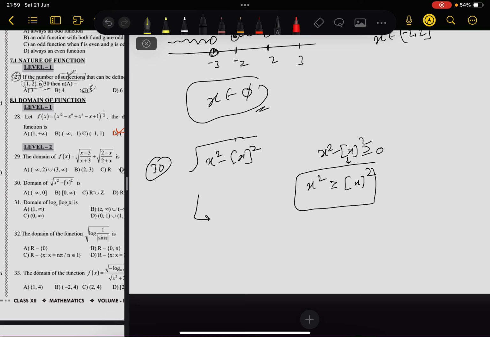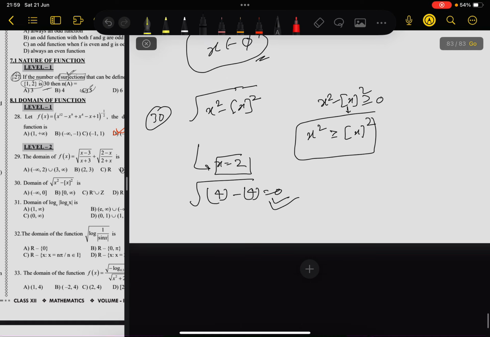Like if you take x equals to minus 2, this will become 4 and this will become minus 4. This also has a square, so this will become 4. So 4 minus 4 is 0. That means x equals to 2. If you take x equals to 2, this will become 0. So x equals to 2 is acceptable because the root is defined. So all the positive integers will be accepted here. Now let's check other values.